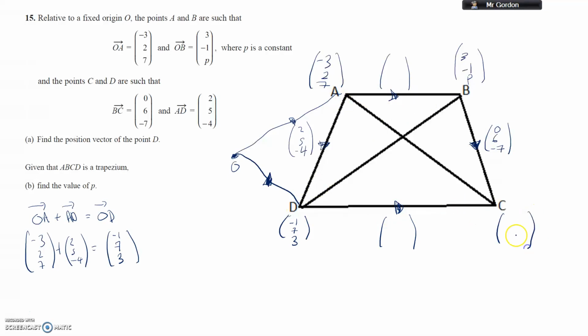So I should work out the position vector for C. I'm going to use the same technique. I'm going to go O to B, which is already given there, and then B to C. So I'll do this here somewhere. O to B plus B to C is going to give me the position vector of C. We call that OC.